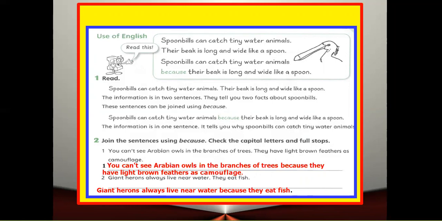1. You can't see Arabian owls in the branches of trees. They have light brown feathers as camouflage. You can't see Arabian owls in the branches of trees because they have light brown feathers as camouflage. 2. Giant herons always live near water. They eat fish. Giant herons always live near water because they eat fish.